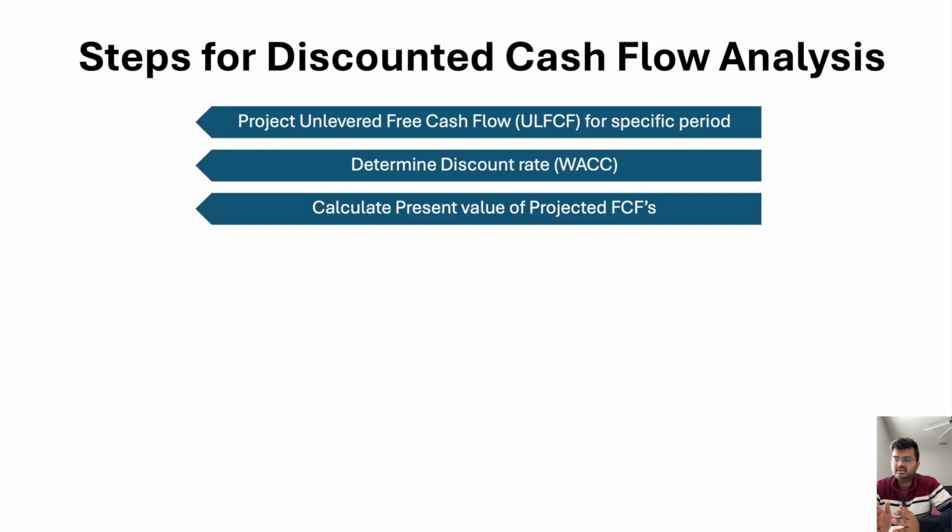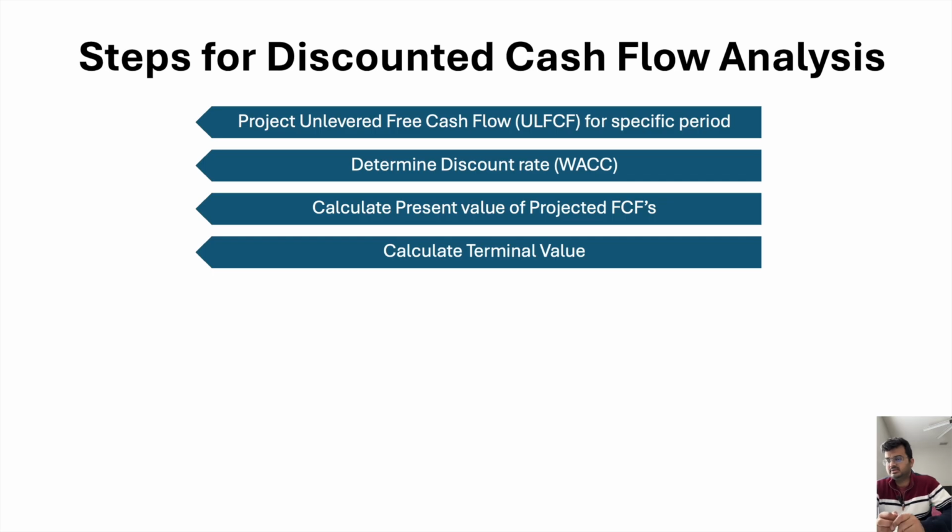So use the discount rate and evaluate the present value of the free cash flow as of today. That is step number 3. Then the fourth step will be to calculate the terminal value.